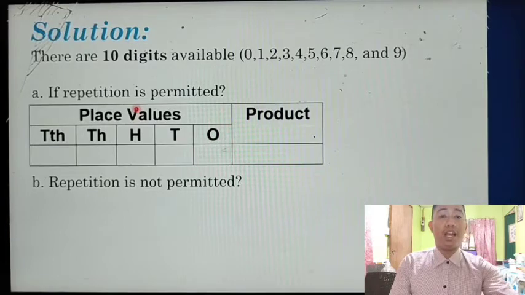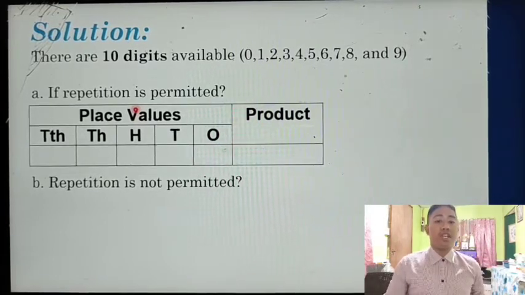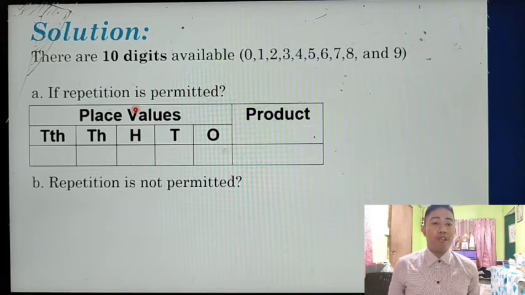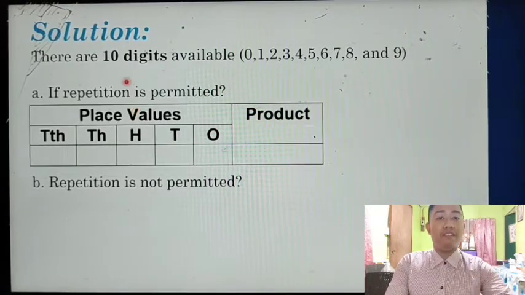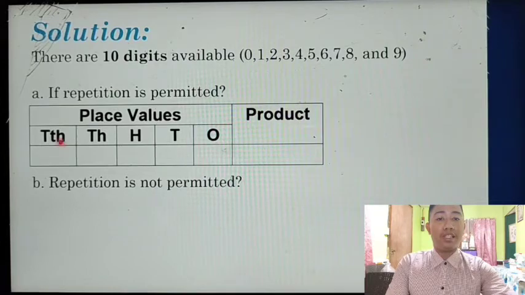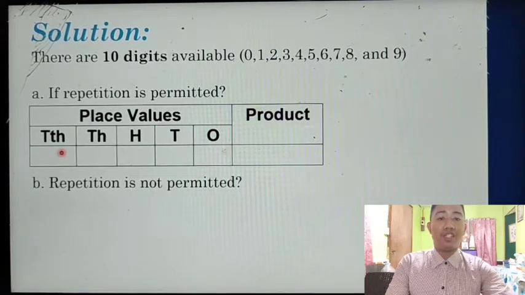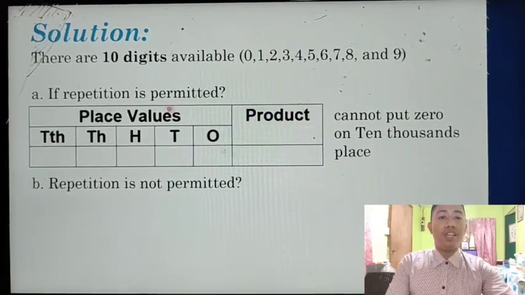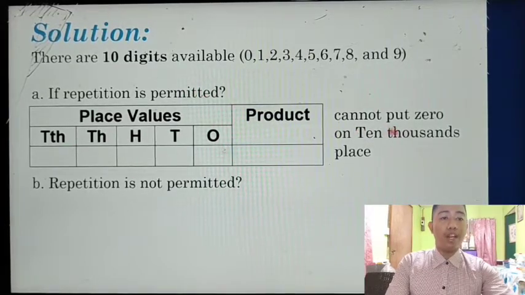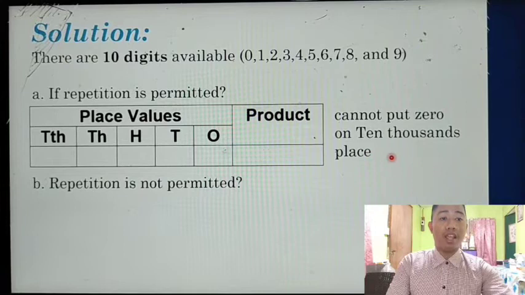So we use a table with its corresponding place values, and we put the number of choices in every place value. Let us consider the number of digits in every place value if there is a restriction or exception. Let us start with the 10,000s place. Among these digits on the 10,000s place, we cannot put 0.